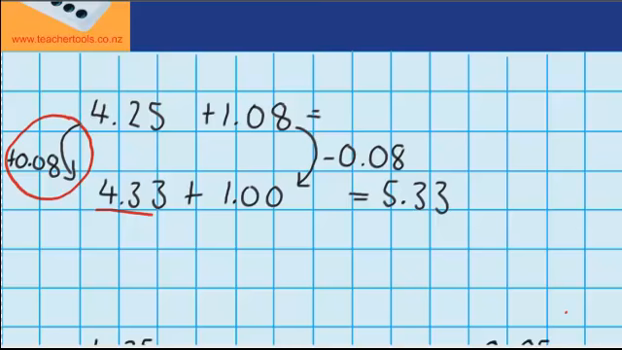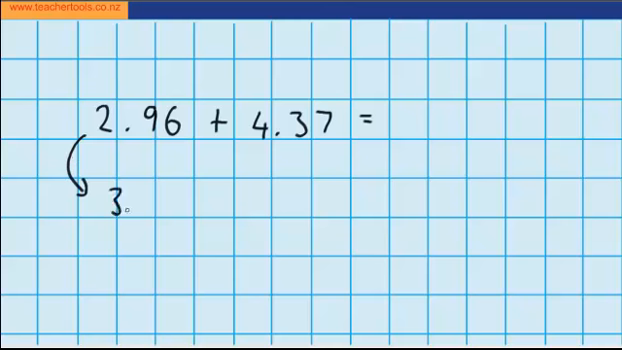Let's try another question. This time I've got 2.96 and I want to add 4.37. So just like last time, I look at these numbers and I think to myself, which one of these numbers is close to a whole number? Well, 2.96 is close to a whole number. It's close to 3.